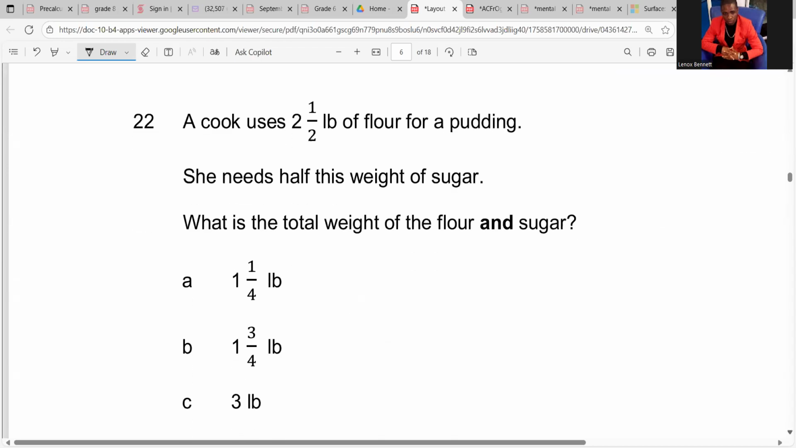All right. A cook uses 2.5 pounds of flour for a pudding. She needs half of this weight of sugar. What is the total weight of flour and sugar?